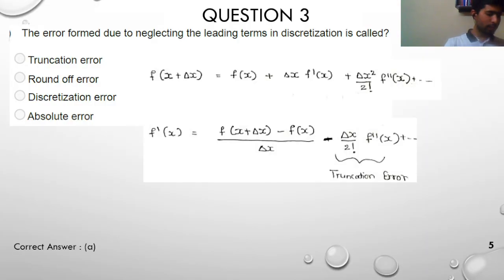Okay, so this is the truncation error, which is formed due to neglecting the leading terms. Whenever we write this expression for f dash of x, like for example f of x plus delta x minus f of x divided by delta x, we ignore the terms with delta x square, delta x cube and so on. We ignore those; they are the neglected leading terms. This is usually called truncation error.